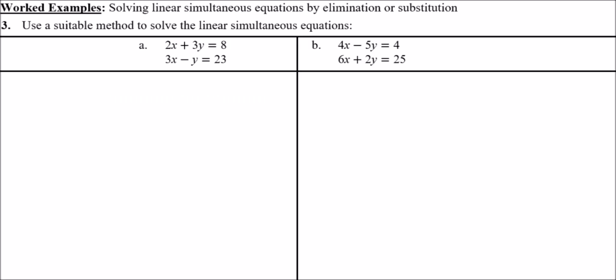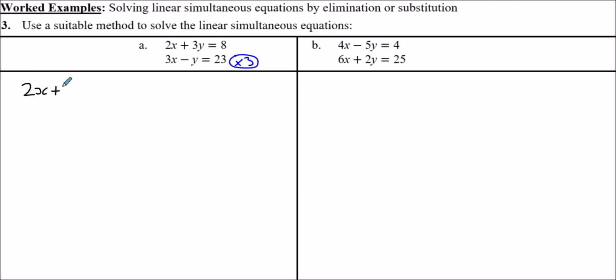Question 3, 2 parts. So use a suitable method to solve the linear simultaneous equations. By now, hopefully you've seen which might be your favoured method. Personally, I would favour the approach of elimination. So we can actually eliminate both of these. What I'm going to do here is just triple this bottom equation. If I triple the bottom one, what will happen is I'll have a magnitude of 3y on the top and the bottom.